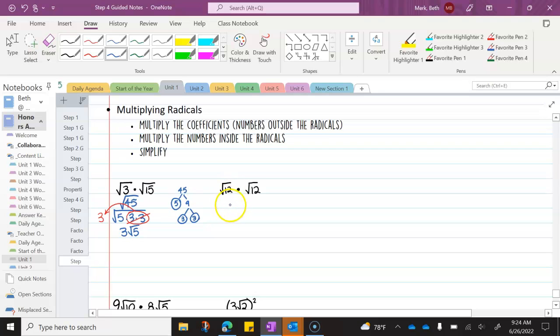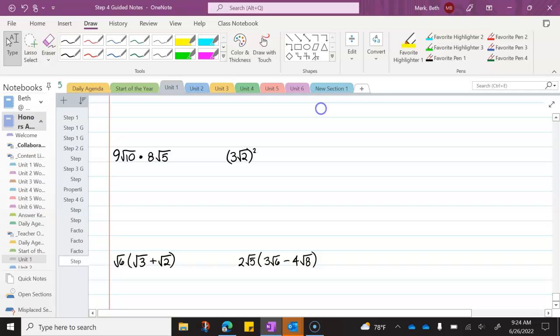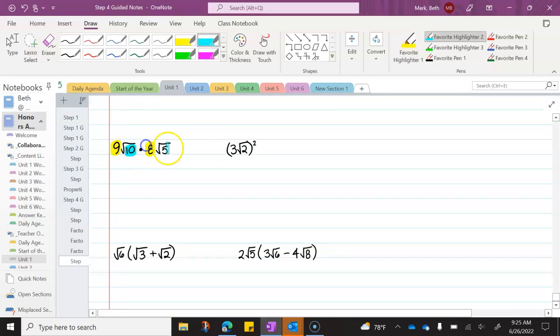We would multiply 12 times 12, which is 144. The square root of 144 is just 12. All right, now we're going to get a little more complicated. We have outside coefficients that need to be multiplied and inside numbers that need to be multiplied.